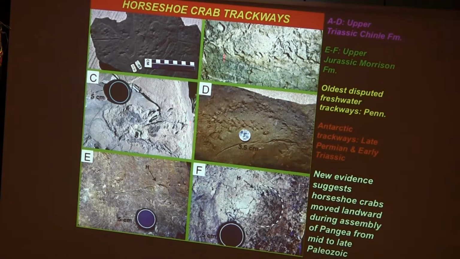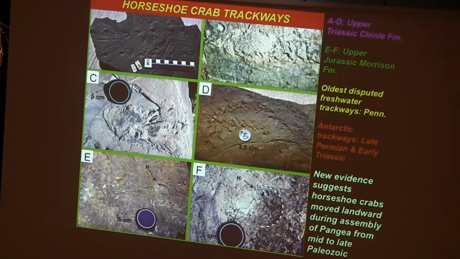All right, and then here's a number of examples also from the Chinle, and, can everyone see the horseshoe crab there? This is from the Morrison. Who cares about the sauropods? Yeah, allosaur, big teeth. They're horseshoe crab. Do we have any horseshoe crabs in freshwater today? No. So they made it into freshwater, did good, and then went extinct. But they're still in the oceans.